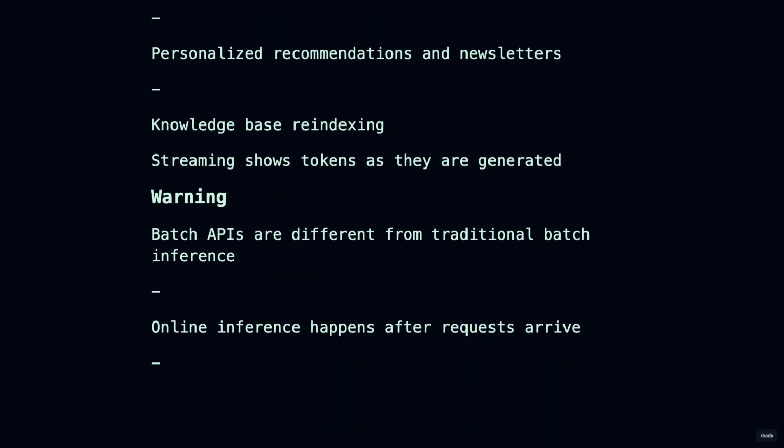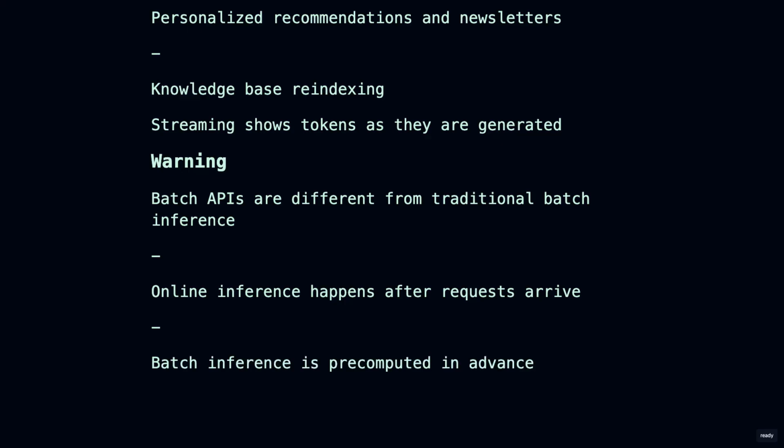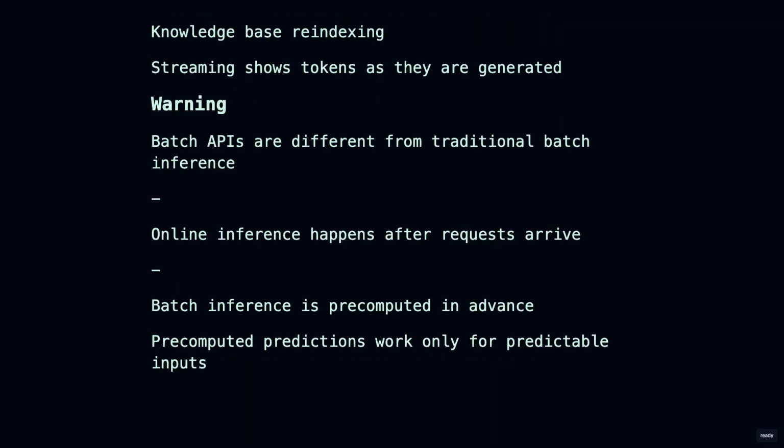Batch inference is the opposite timing model. In batch inference, predictions are generated before users ask for them. The system does the work ahead of time and simply looks up the result later. That works well when the input space is finite and predictable, like recommendations for known users. With foundation models, prompts are open-ended, so it is much harder to pre-compute everything in advance.